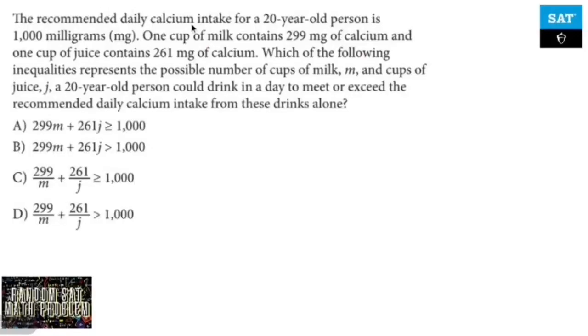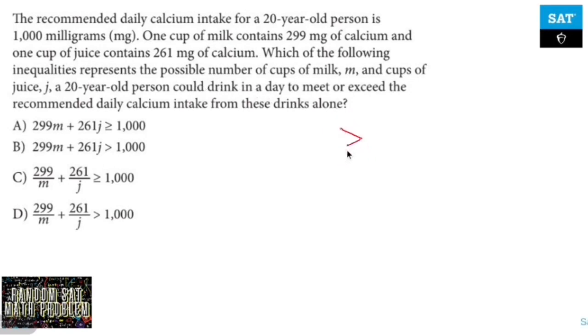The recommended daily calcium intake for a 20-year-old person is 1,000 milligrams. 1 cup of milk contains 299 milligrams of calcium, and 1 cup of juice contains 261 milligrams of calcium. Which of the following inequalities represents a possible number of cups of milk M and cups of juice J a 20-year-old person could drink in a day to meet or exceed?